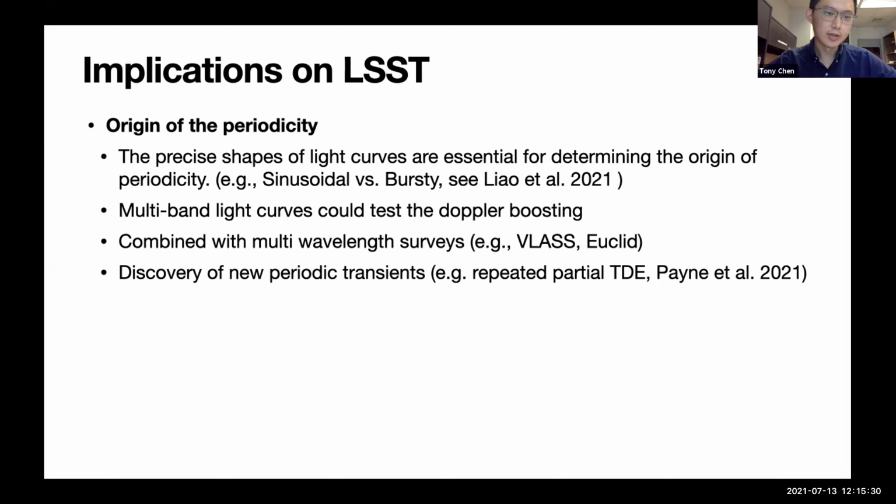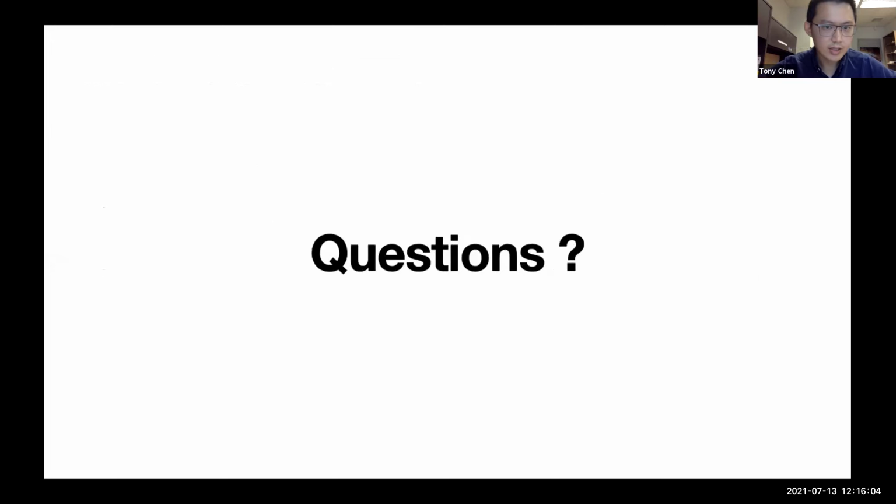Of course, besides the binary supermassive black hole, we might also discover new periodic transients. For example, the repeated partial TDEs in Payne et al. 2021. They used ZTF and also ASAS-SN to discover this kind of repeated partial TDE. So we might also see these new periodic transients in LSST. And I think I will stop here and take any questions.